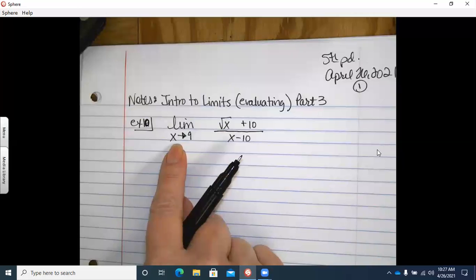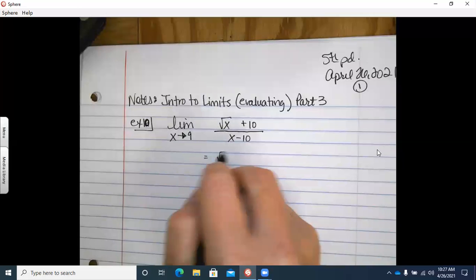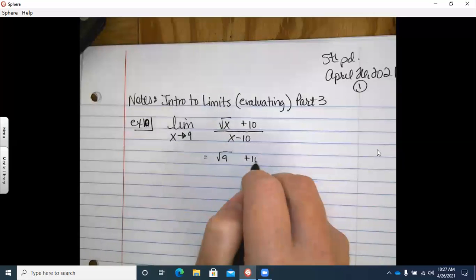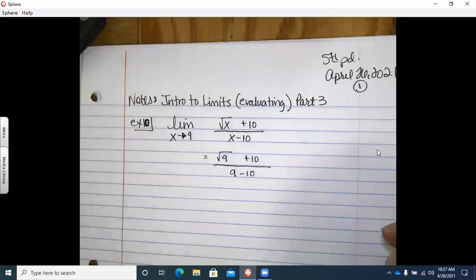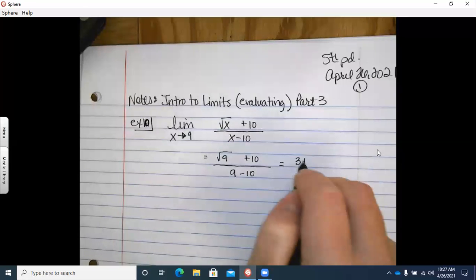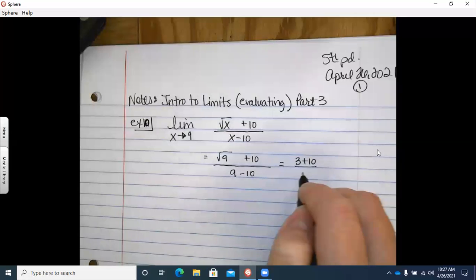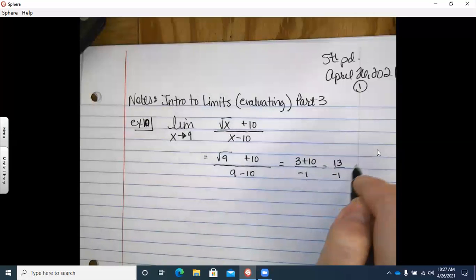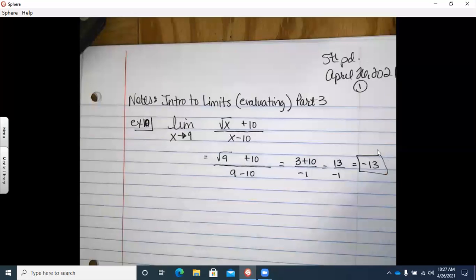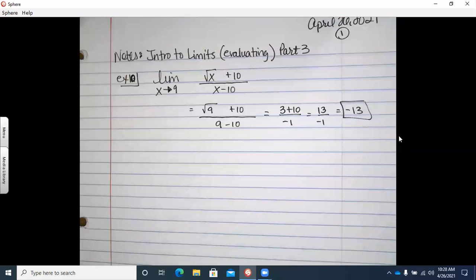We'll just go straight to direct substitution. So that is the square root of 9 plus 10, make sure your plus 10 is not under the radical, over 9 minus 10. Well, the square root of 9 is 3, so 3 plus 10 over 9 minus 10 is negative 1. That gives me 13 divided by negative 1, which is negative 13. Boom. Started off with an easy one. Everybody cool with that? Wish that happened every time, but it doesn't.